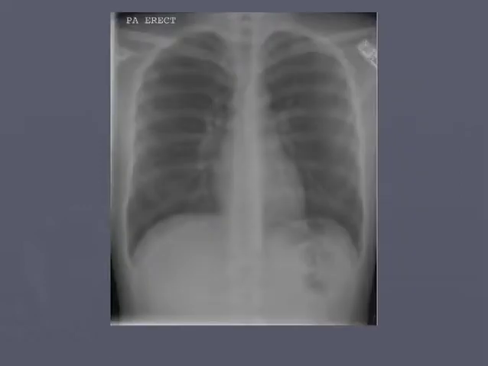So here is an example of a normal chest x-ray. Be very familiar with this. This is how a normal person should look. You look at it and you say, this looks normal, and you can identify all the normal parts.